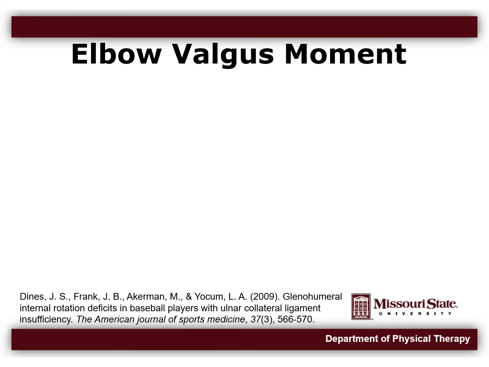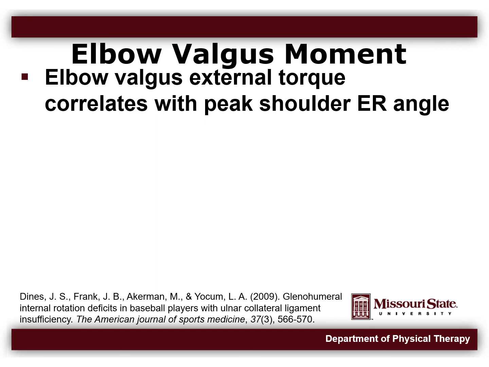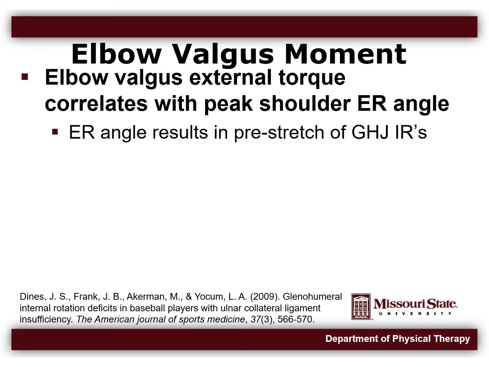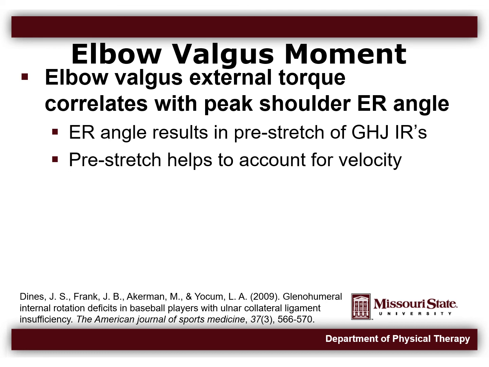If you're a fan of baseball, you've probably been keeping account of how many pitchers have medial collateral ligamentous injuries, especially earlier in their career. And the elbow valgus torque that contributes to these types of injuries correlates with the peak shoulder external rotation angle. The pitchers or high velocity throwers, which would include outfielders in softball, need that external rotation in order to pre-stretch the shoulder internal rotators, which they need in order to generate the velocity of throwing.